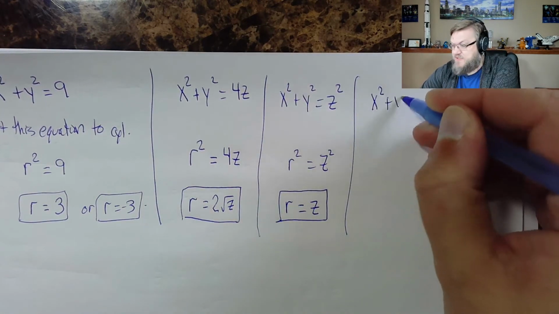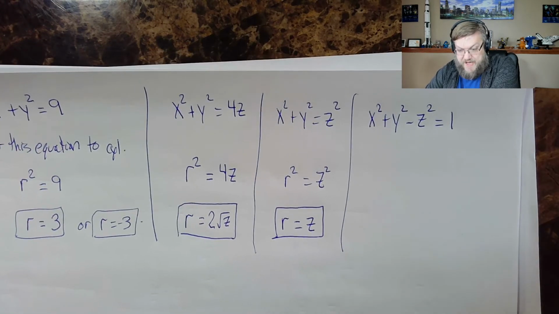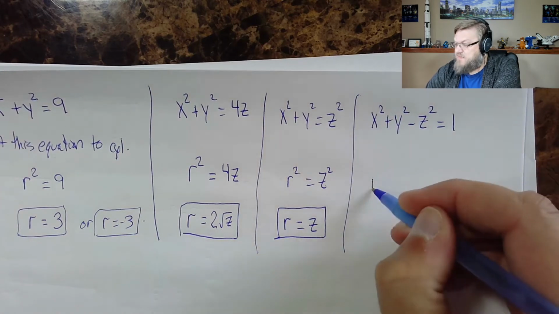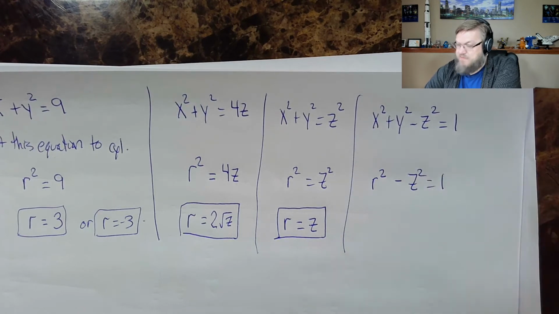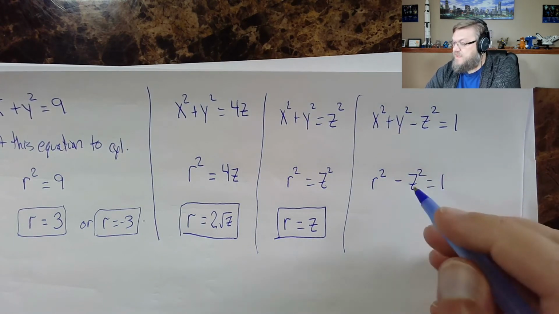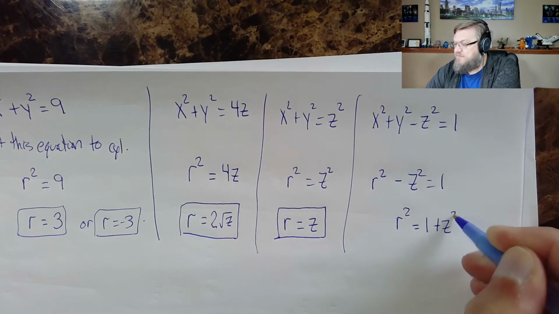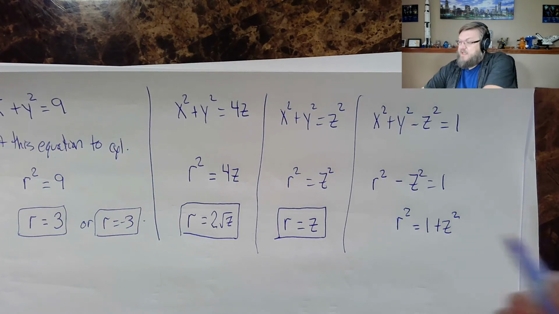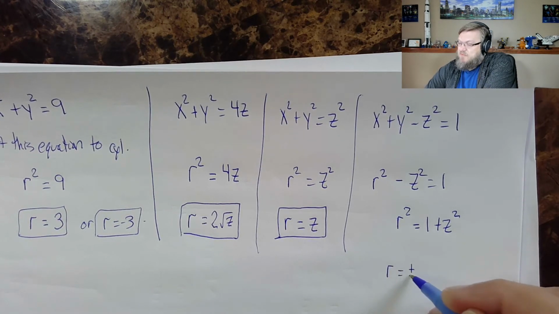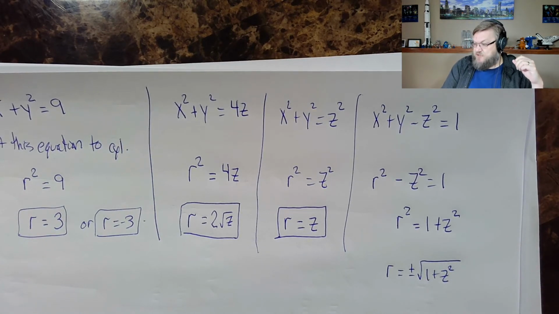Okay. And here's a hyperboloid. x squared plus y squared minus z squared equals 1. Suppose you want to convert that to cylindrical. You just replace the x squared plus y squared with r squared. Minus z squared equals 1. And we usually solve for r. And so we'll end up having r squared equals 1 plus z squared. And here they don't take the square root, which is kind of interesting. Because if you did, here you would have to say that r is the plus or minus of the square root of 1 plus z squared, right?